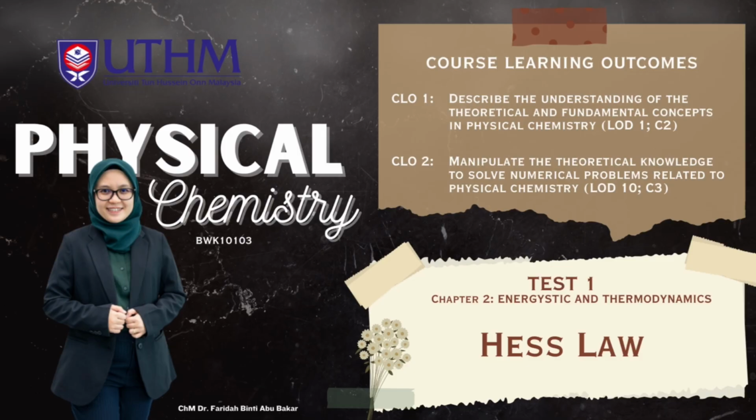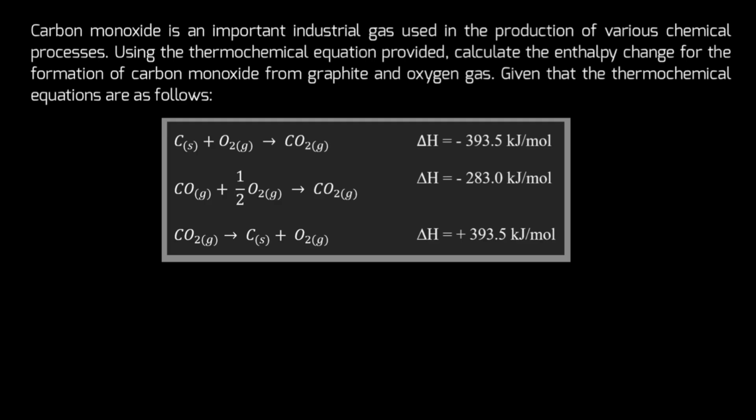In this video, I shall explain how to answer a Hess's law question. So let's get started. Carbon monoxide is an important industrial gas used in the production of various chemical processes. Using the thermochemical equations provided, calculate the enthalpy change for the formation of carbon monoxide from graphite and oxygen gas, given that the thermochemical equations are as follows.